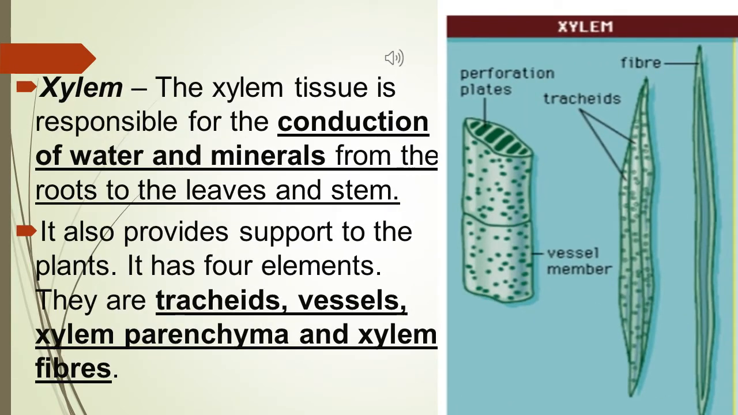The first type of complex tissue is xylem, that is made up of four kinds of cells. These are tracheids, vessels, xylem parenchyma and xylem fibers. So children, basically xylem is responsible for conduction of water and minerals from root to all parts of the plant body. Out of the four elements of xylem, only xylem parenchyma is a living cell and the remaining are dead cells. That's why xylem is responsible for strength and support to the plant.